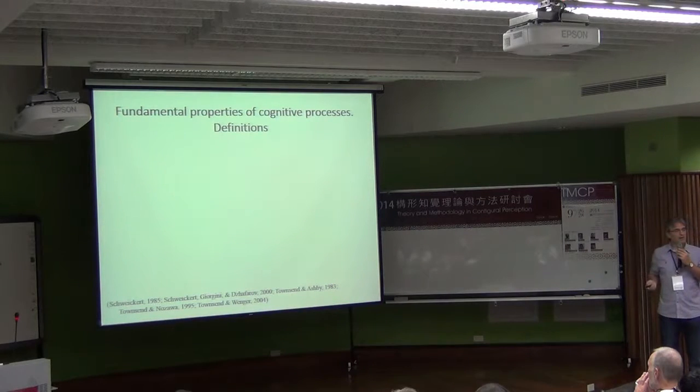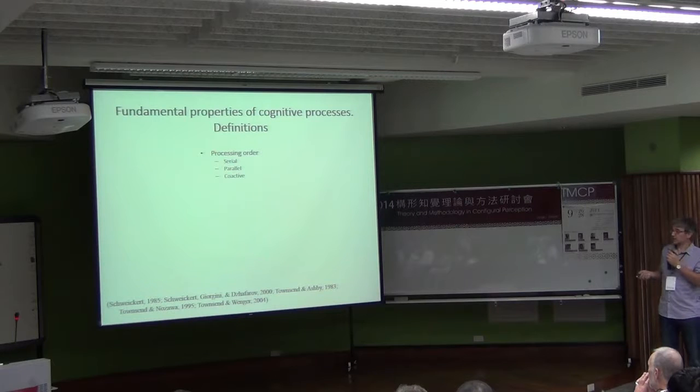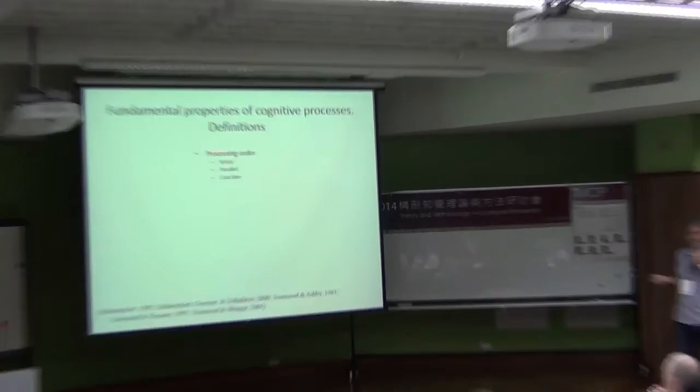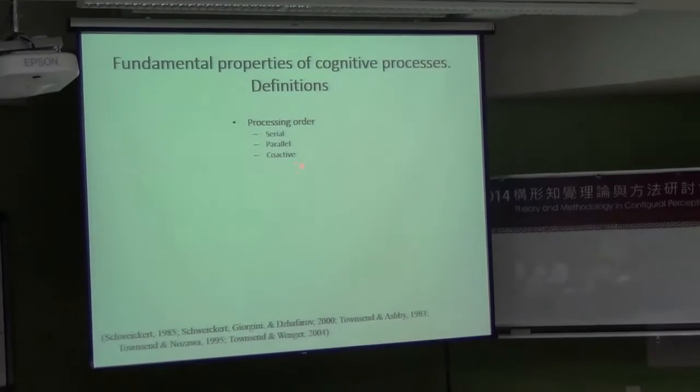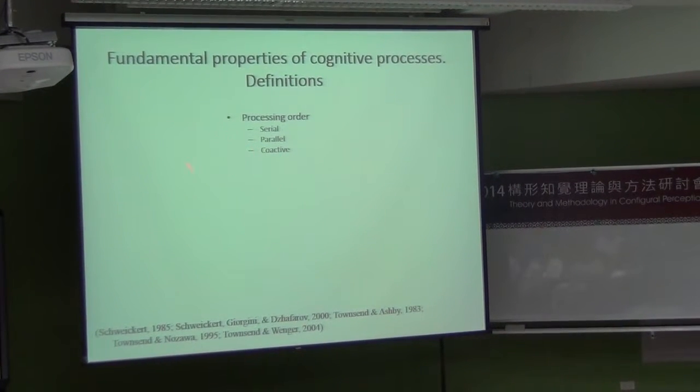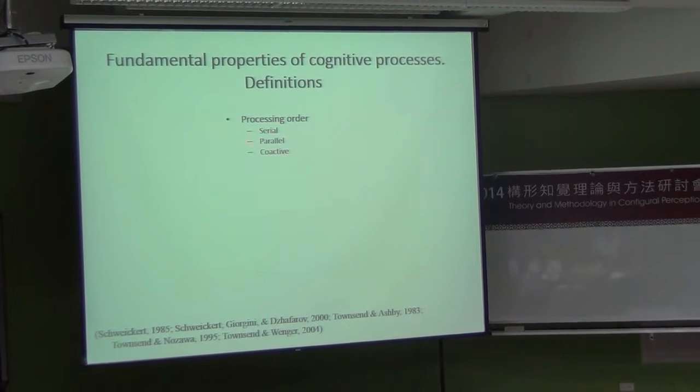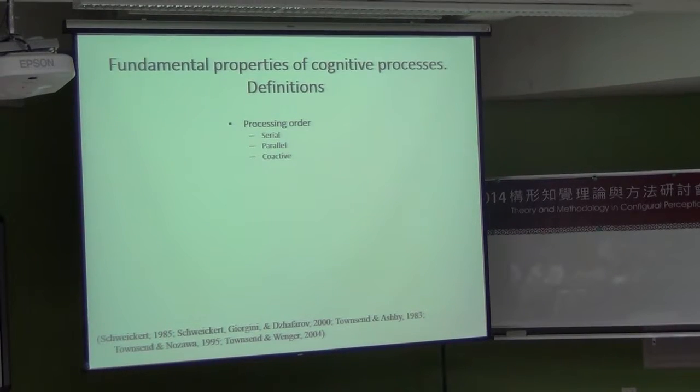Here, probably the best way to explain what I mean by mental architecture is to explain the fundamental properties of cognitive processes, and we have three categories at least here. First one, specifying processing order. So we have a set of processes, maybe like feature detectors. Maybe they could be organized in serial or parallel fashion. Here's another thing, they could be organized in a coactive fashion. I'll talk more about this. But this is the way processes are sorted.